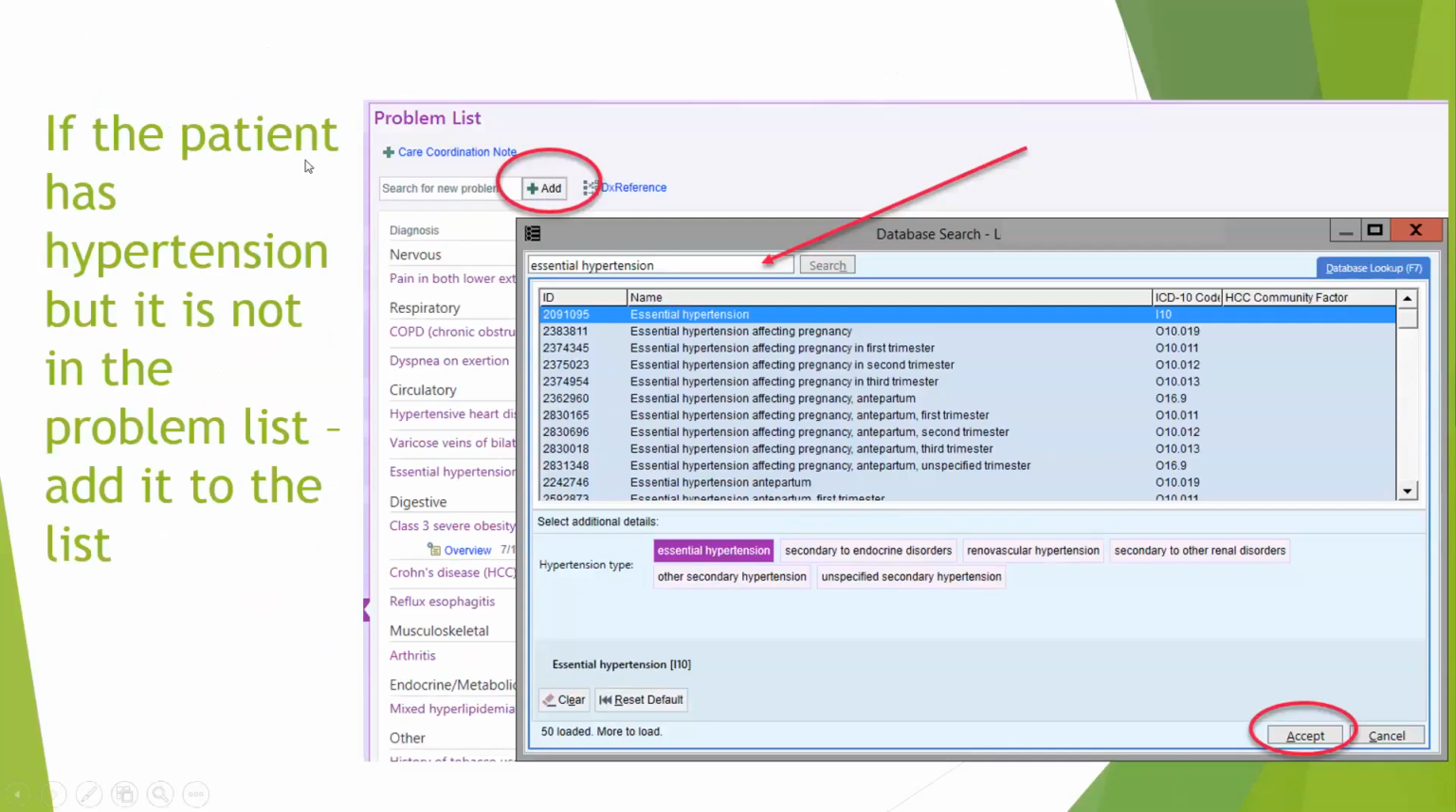If the patient has hypertension, but that diagnosis is not in the problem list, we need to add it to that problem list. And we do it within Epic pretty straightforward by clicking on the problem list, looking at that add button, searching for your diagnoses of essential hypertension, and then pressing accept. You can do some additional types of hypertension specification here, and then click accept, and it will add it to the problem list.